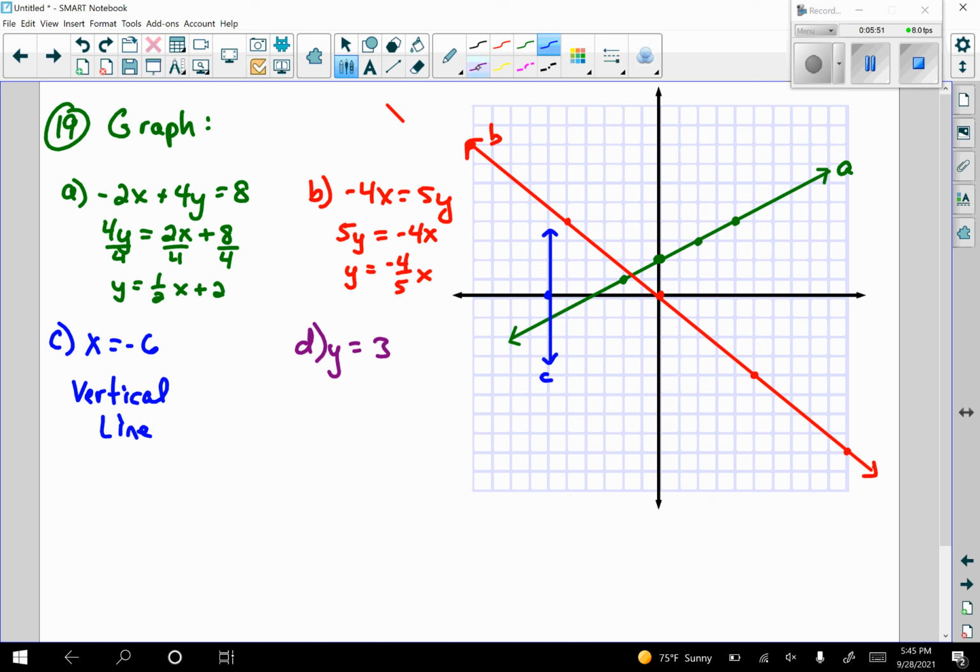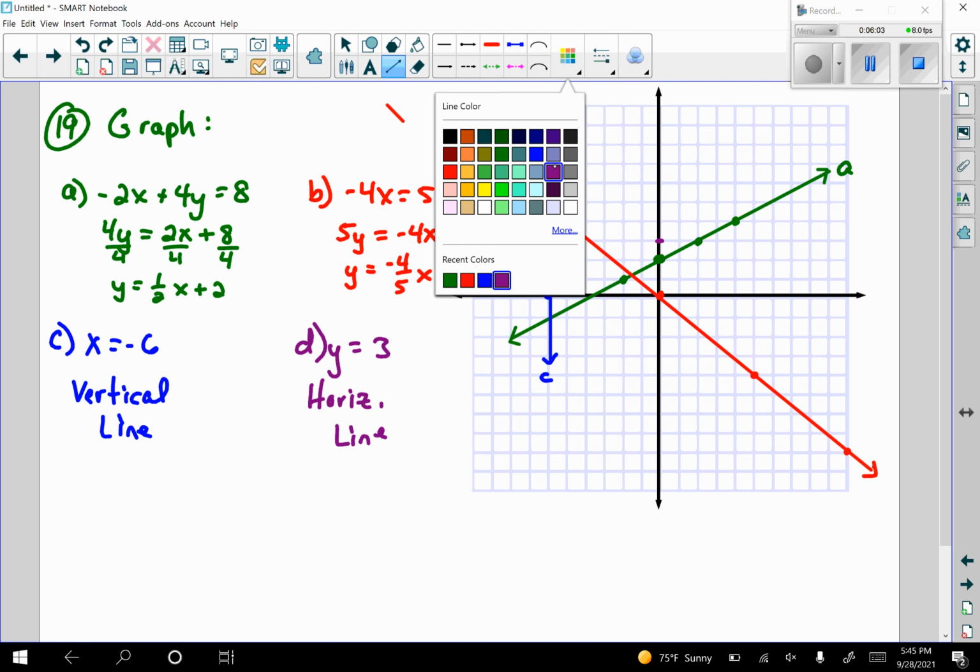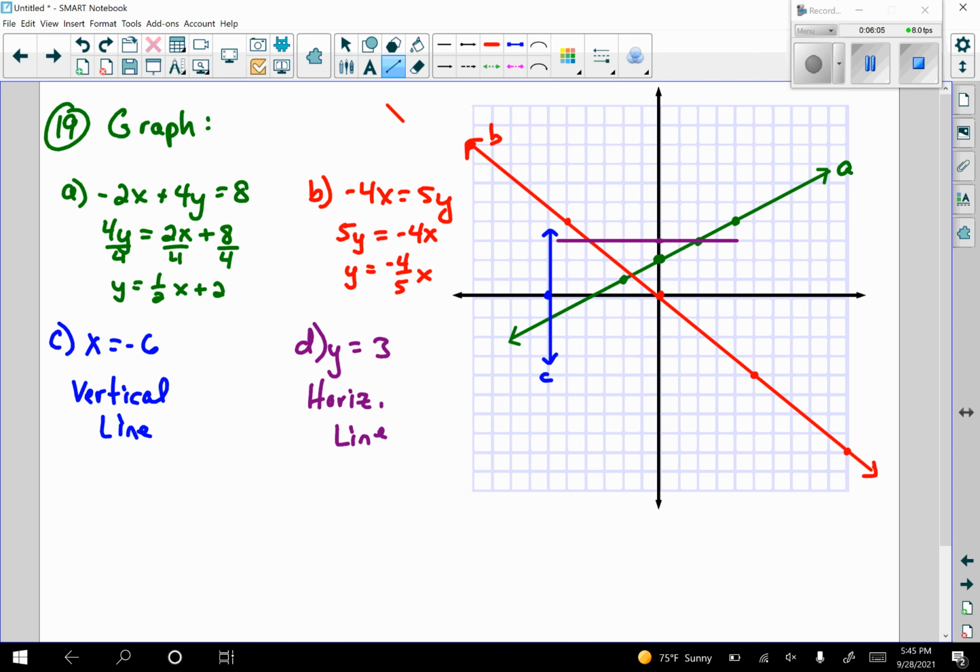Call that C. Now D, this would be a horizontal line going through 3 on the y-axis. So right here, I'll draw a horizontal line. And those are the graphs for number 19.